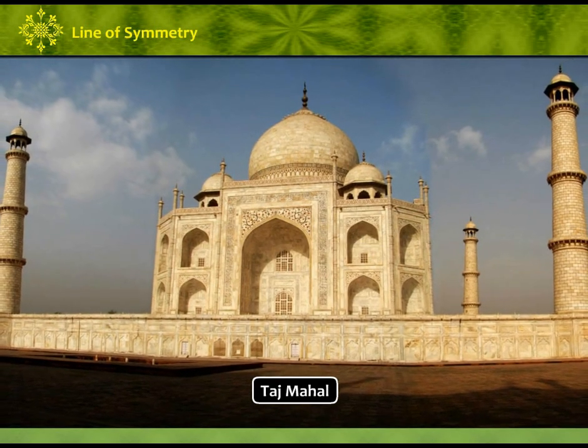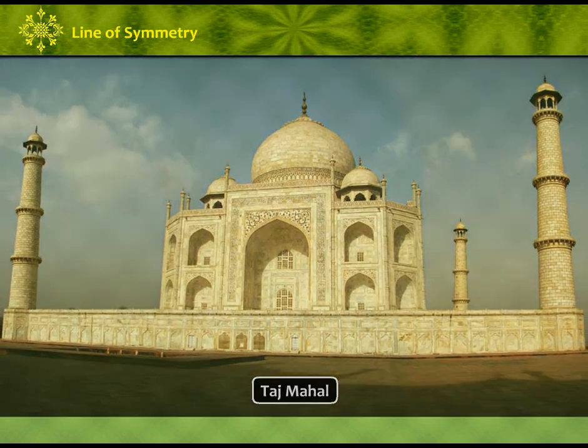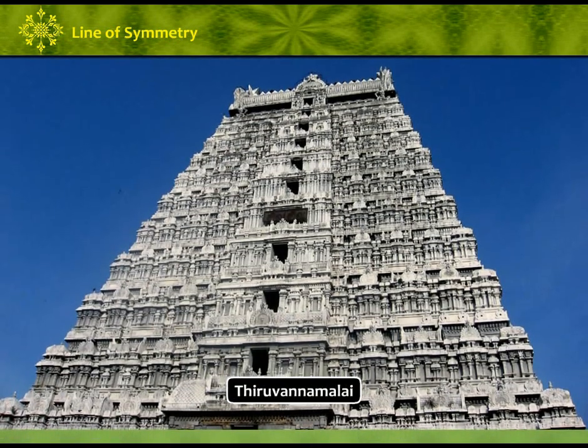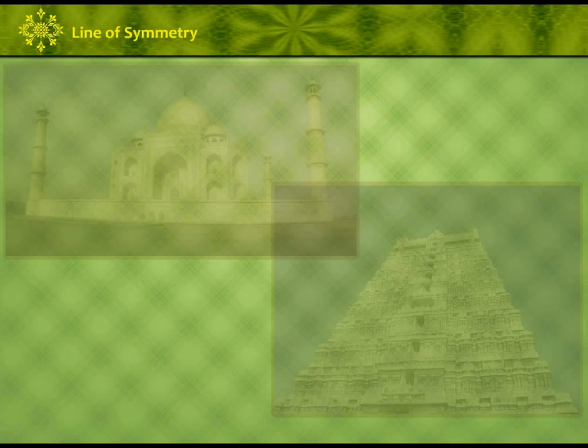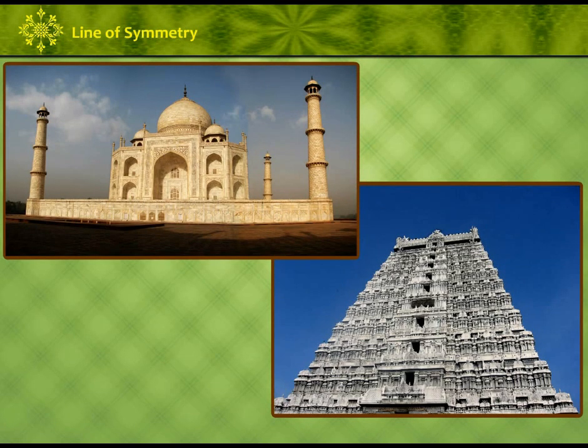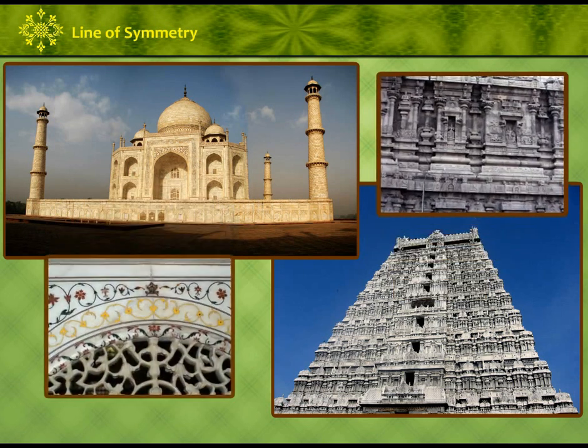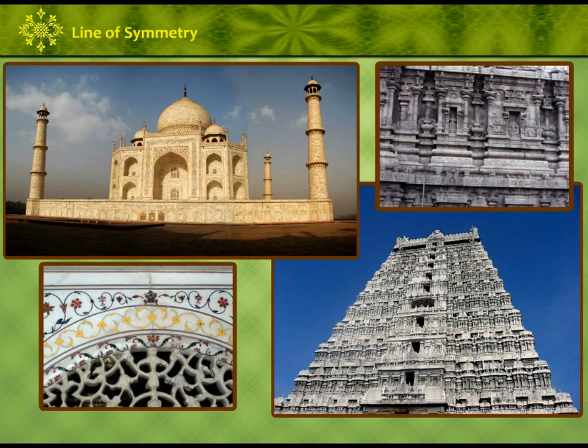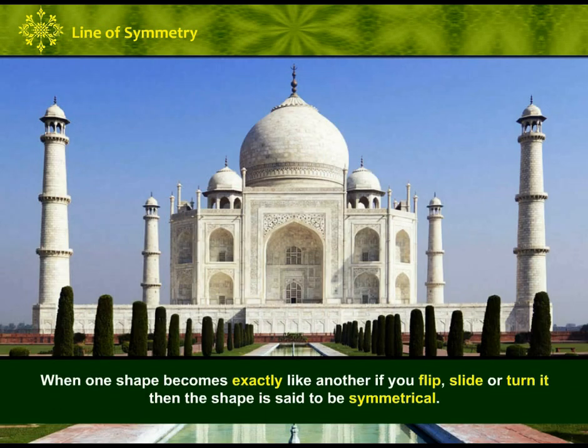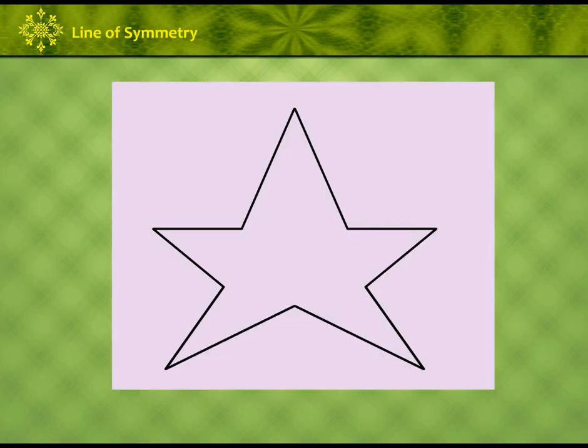Look at this Taj Mahal and Tiruvannamalai. They look so beautiful, aren't they? These pictures of architectural marvel are beautiful because of their symmetry, as here certain figures are with evenly balanced proportions. When one shape becomes exactly like another, if you flip, slide or turn it, then the shape is said to be symmetrical. Let us learn about line of symmetry.